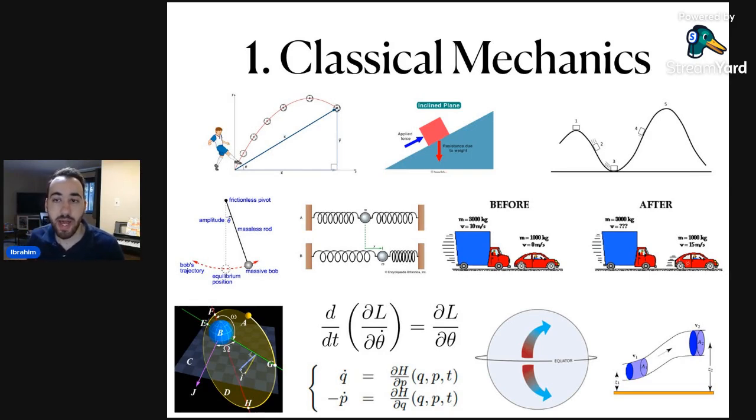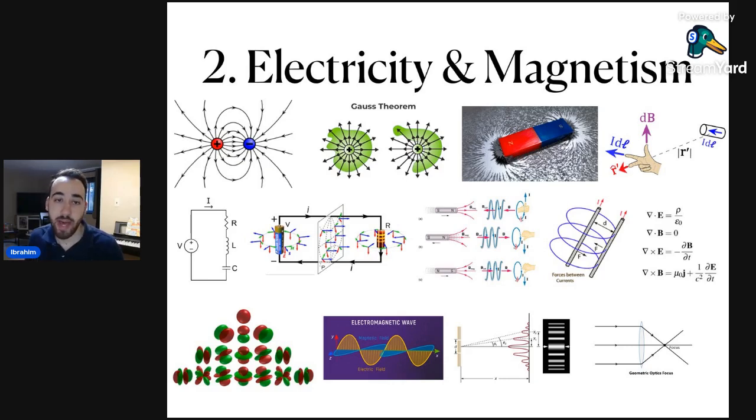So let's go to the next thing that you learn, which is electricity and magnetism. Now, this is traditionally a course on its own. You start off by talking about static electric charges and how they create their own electric fields.